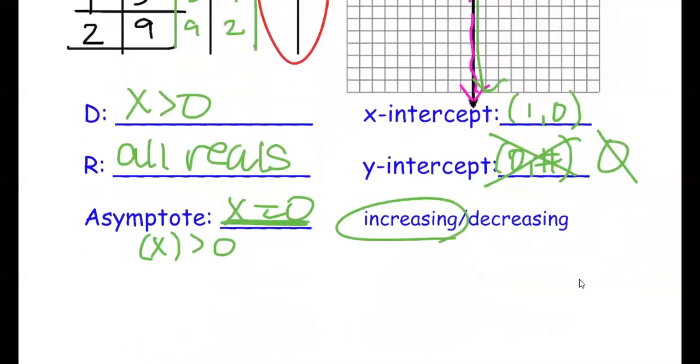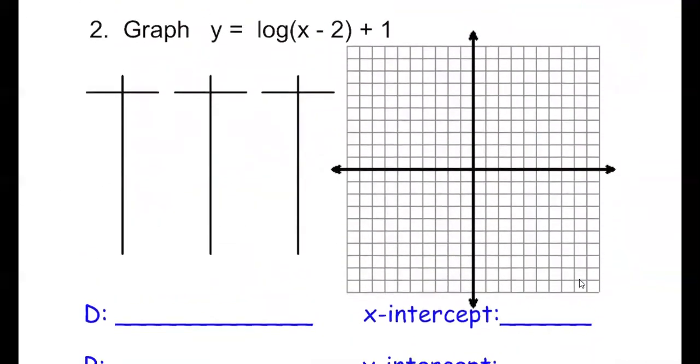Now we're going to move on and try another one. Here's our second graph. So if you want to copy that down, if you have to, that would be good.